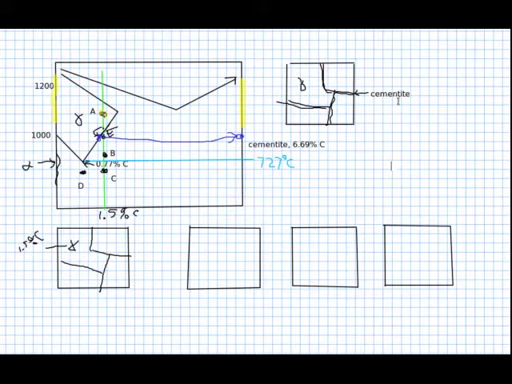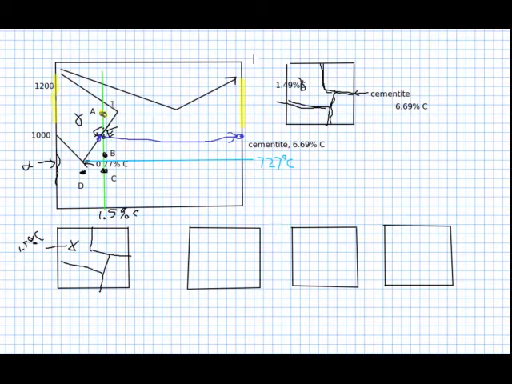And of course, the cementite at this point would be 6.69% carbon, and the austenite would be a little less than 1.5%, maybe 1.49% carbon, something like that.